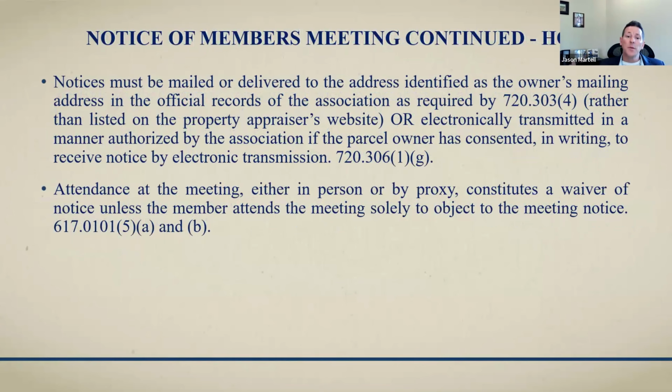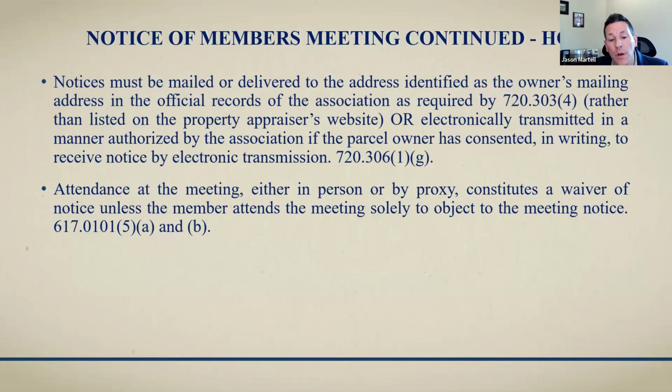Notices are going to be mailed or delivered to not only the subject property, but also the mailing address, if there's an additional mailing address that's put on record with the association by the homeowner. And it's really important that the homeowner notifies you, your management team, in writing if he or she has a secondary mailing address.